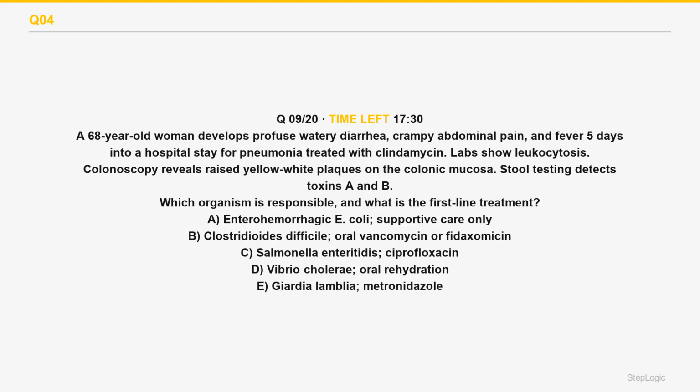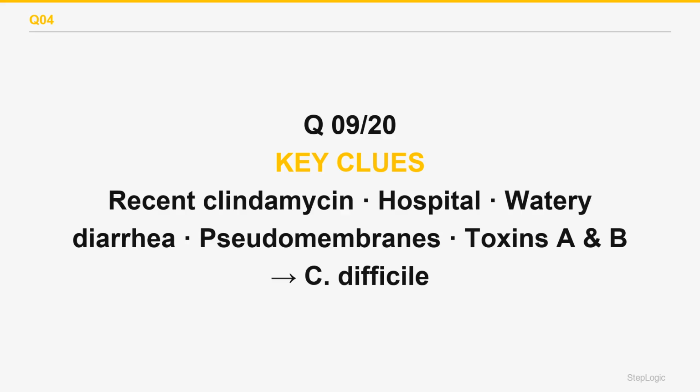Read the command, organism, and first-line treatment. Recent antibiotic clindamycin, hospitalized, watery diarrhea, pseudomembranes, toxins A and B: Clostridioides difficile colitis. Clostridioides difficile is the classic cause of antibiotic-associated pseudomembranous colitis. Antibiotics, clindamycin is the classic culprit, but fluoroquinolones and cephalosporins are also common.